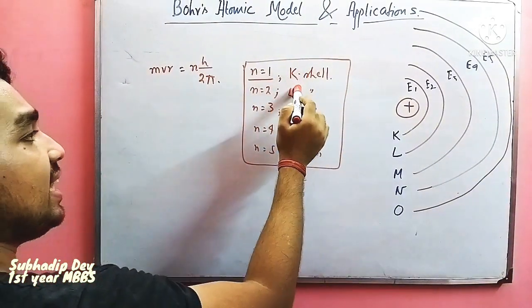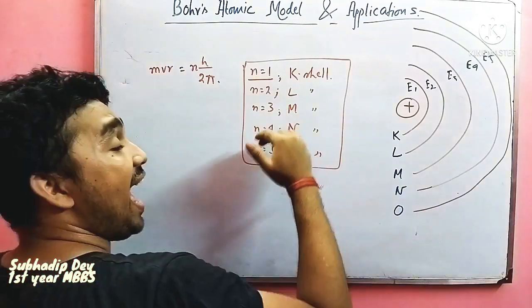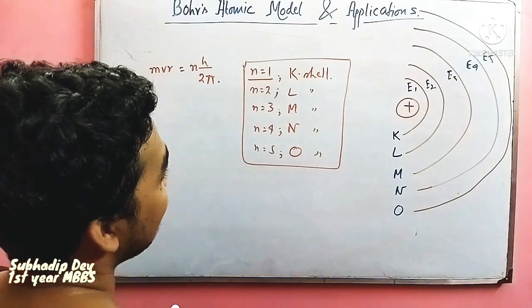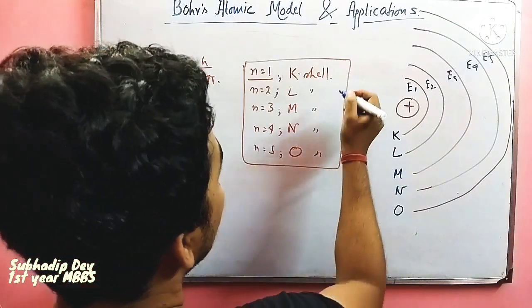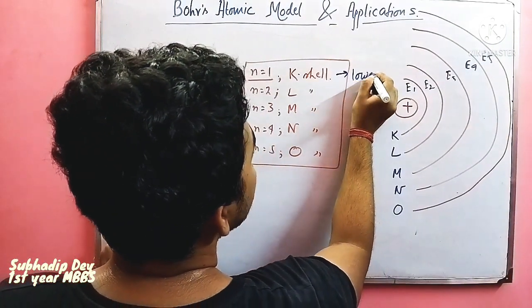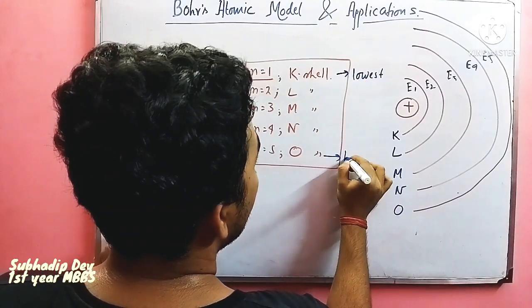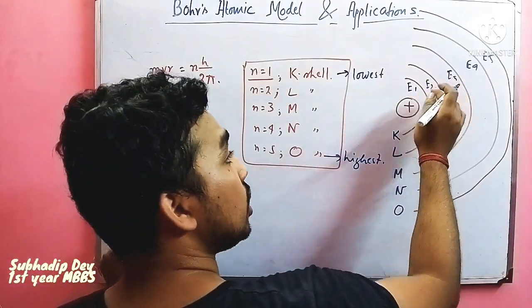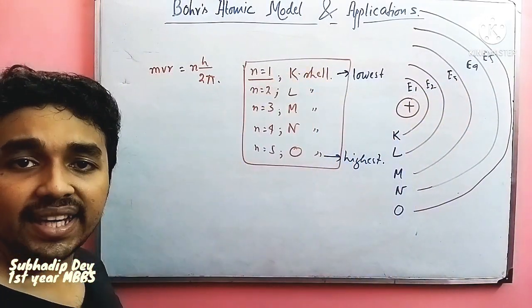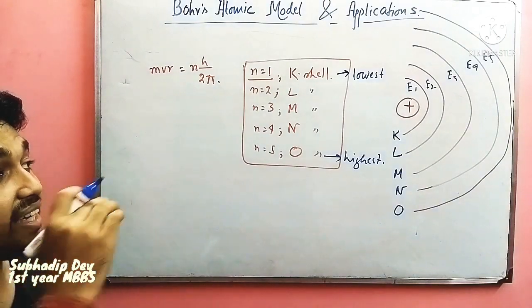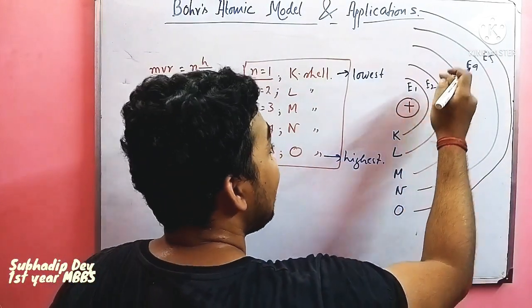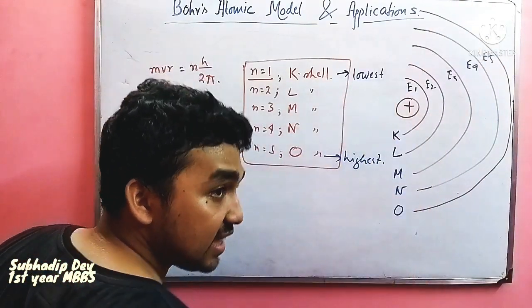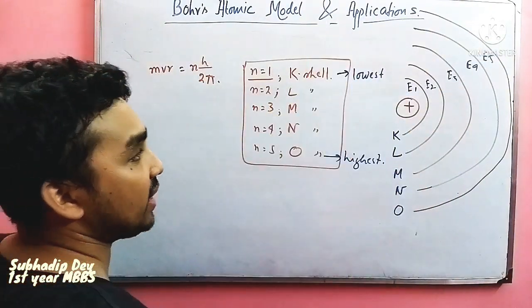And this K shell, L shell, M, N, O shell have different energy levels. And here you can see the K shell has the lowest energy level and the O shell has the highest energy level. Electrons within the K shell accordingly have the lowest energy, and electrons of the L, M, N shells have respectively greater energy levels than the previous one.